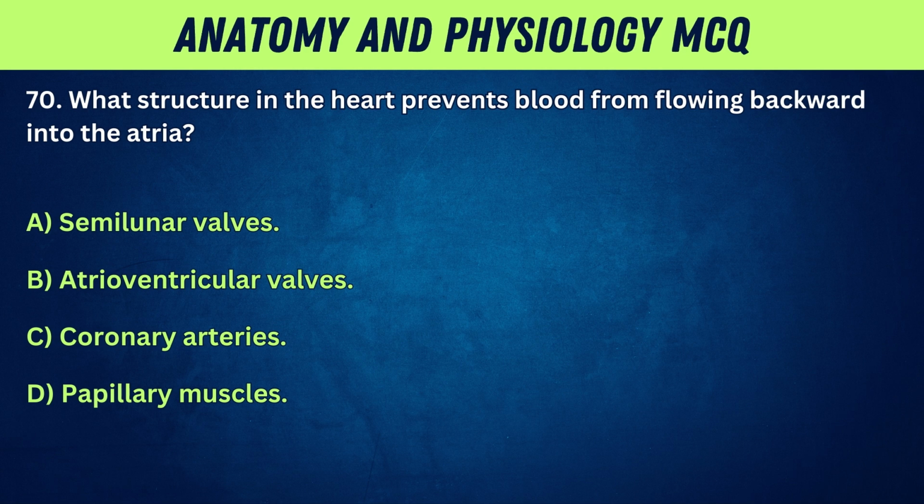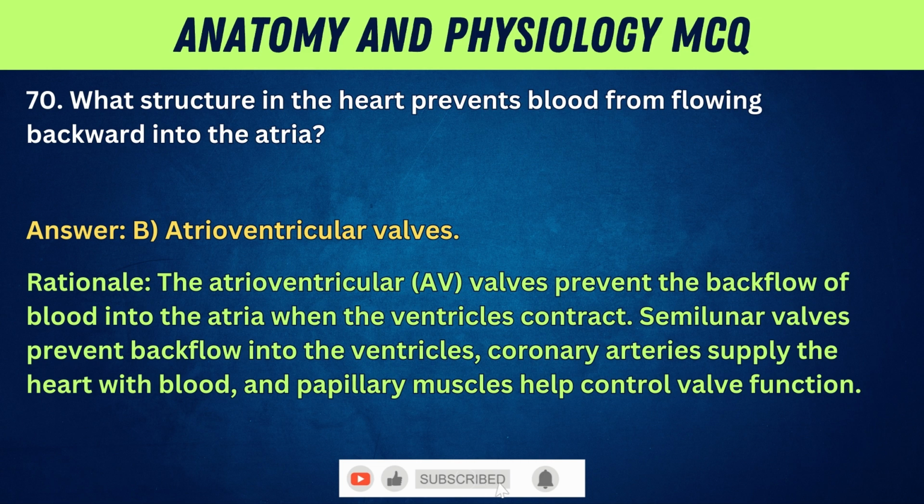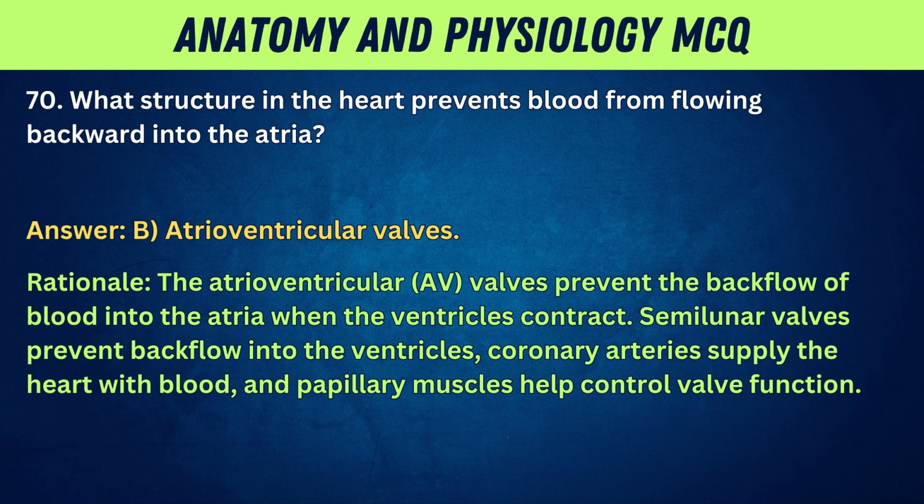70. What structure in the heart prevents blood from flowing backward into the atria? A. Semilunar valves. B. Atrioventricular valves. C. Coronary arteries. D. Papillary muscles. Answer: B. Atrioventricular valves. Rationale: the atrioventricular (AV) valves prevent the backflow of blood into the atria when the ventricles contract. Semilunar valves prevent backflow into the ventricles. Coronary arteries supply the heart with blood, and papillary muscles help control valve function.